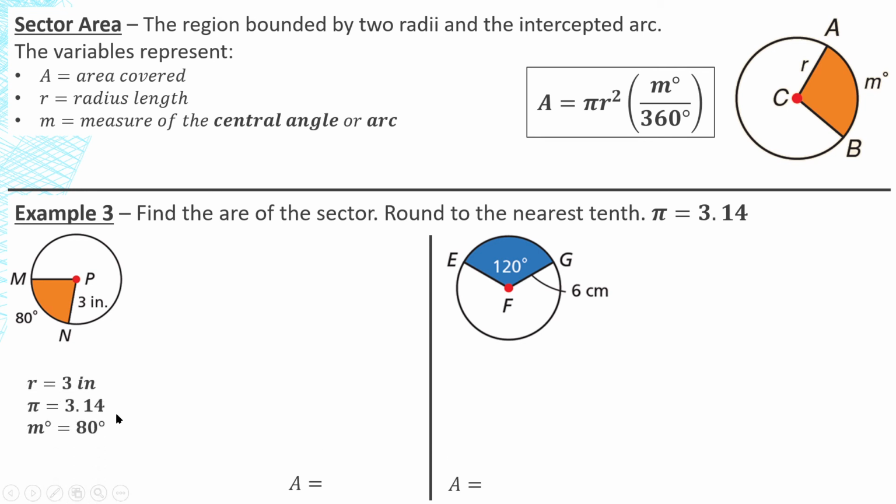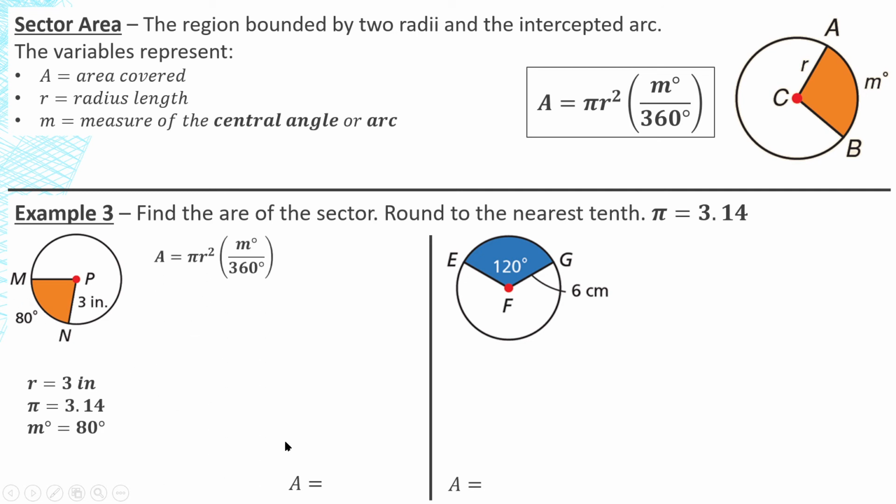And well, identifying our variables. The radius is 3 inches in length. Then you can always tell them apart because the arc measure M is in degrees, and the radius will be in a unit of length: inches, feet, meters, so on and so forth. So 3 inches, pi is 3.14, and the arc measure is 80 degrees.